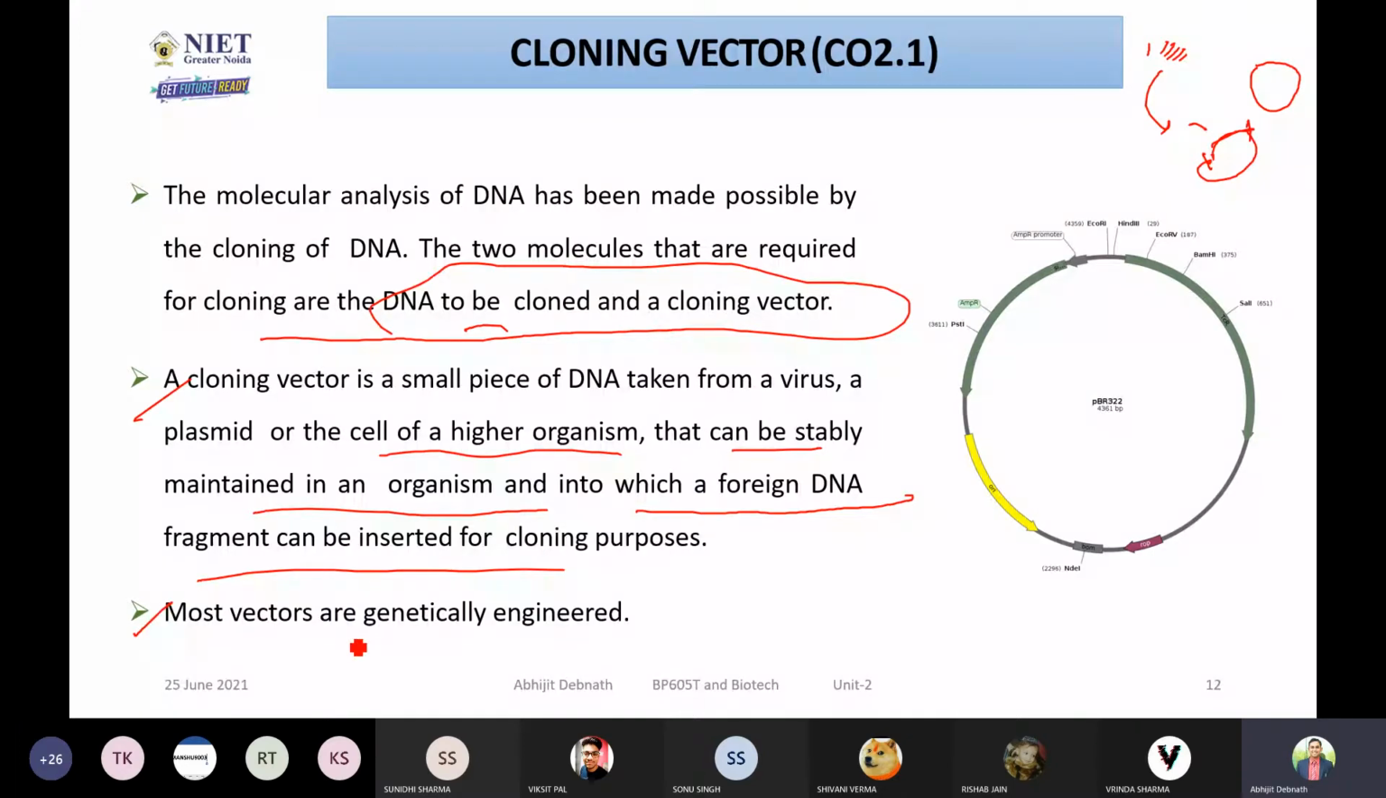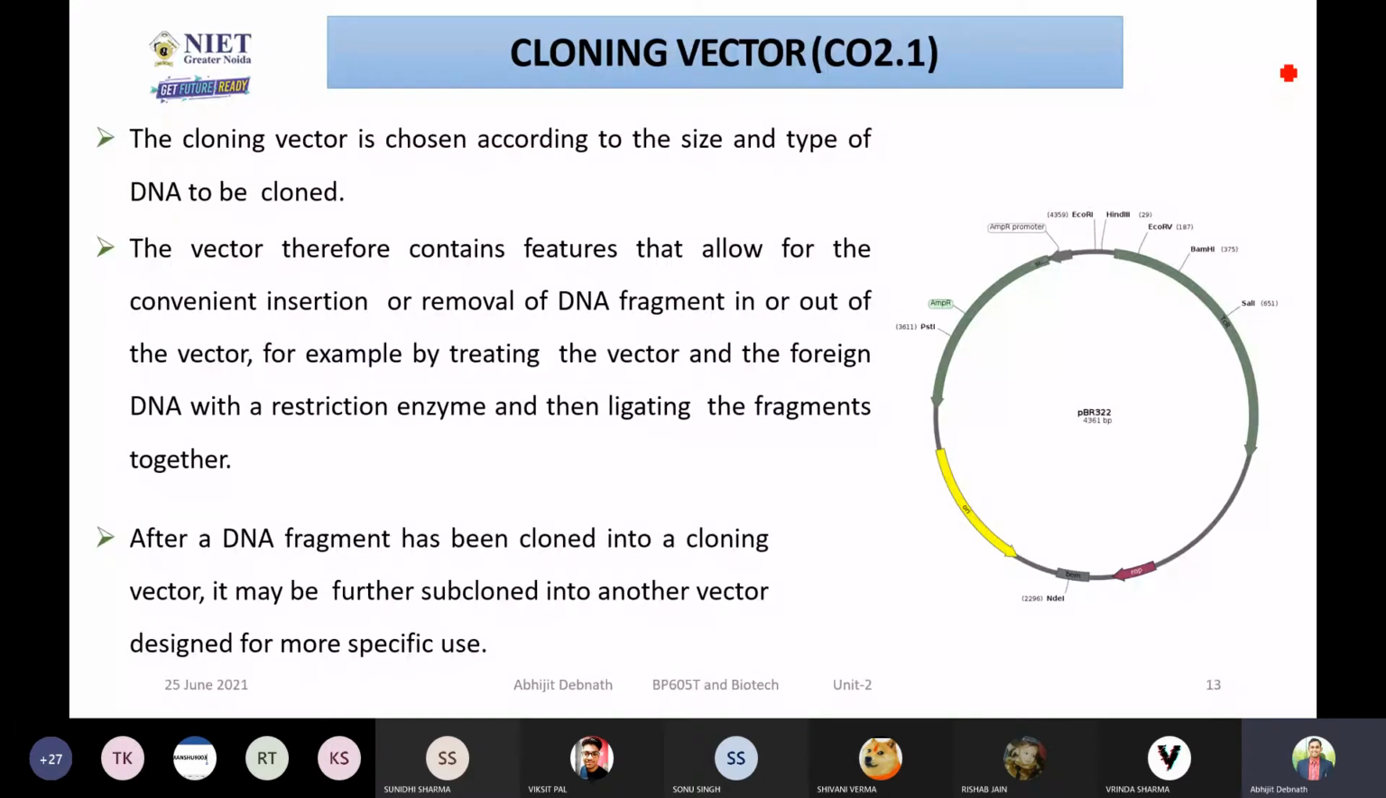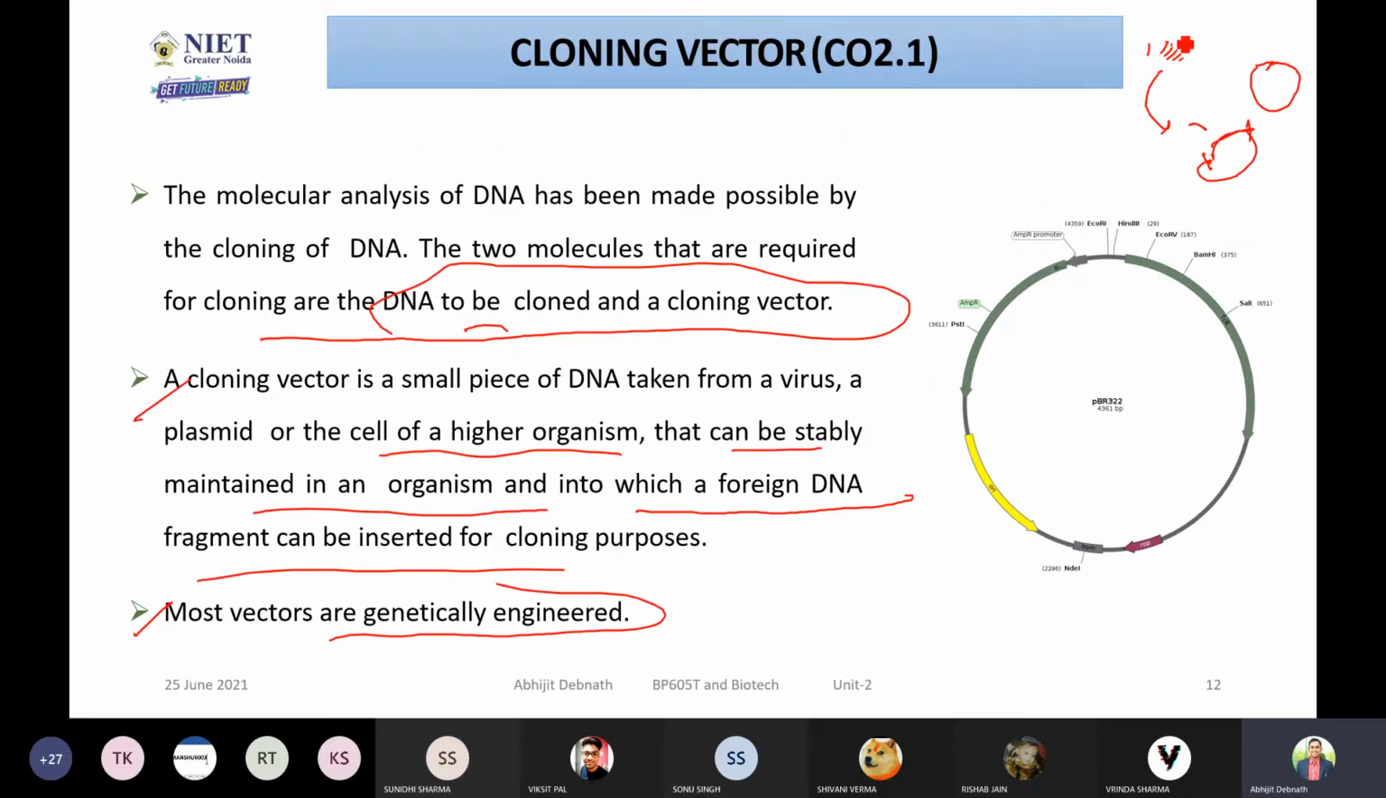Most of the vectors are genetically engineered. Vector means this thing. The cloning vector is chosen according to the size and the type of the DNA to be cloned. What type of DNA are you trying to clone? Based on that, its size will be determined. Here you can see one picture.